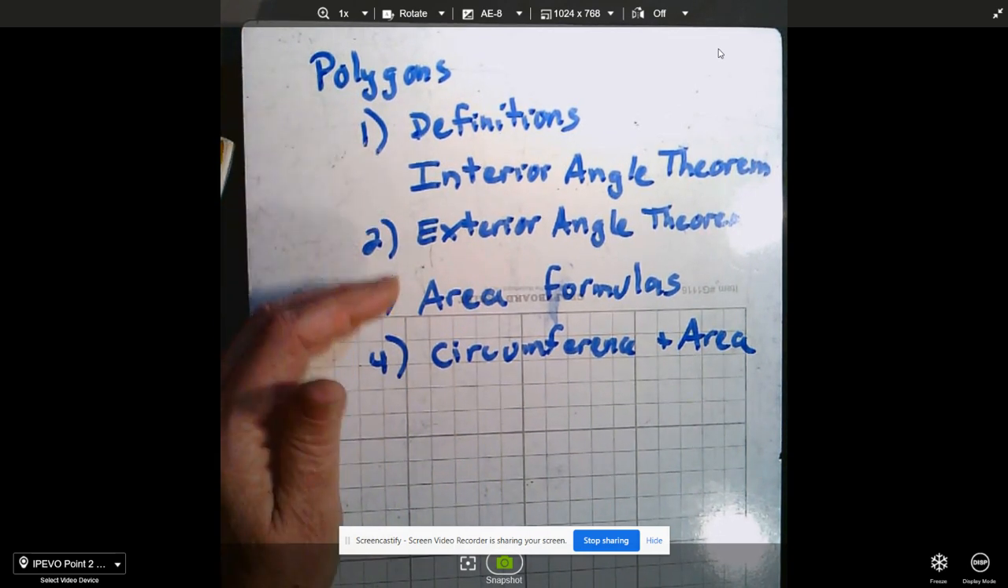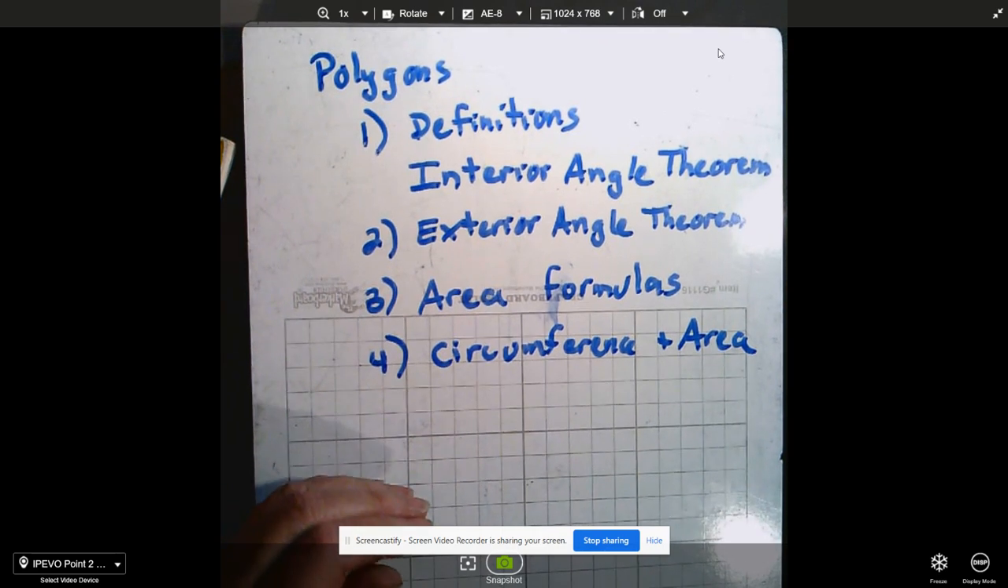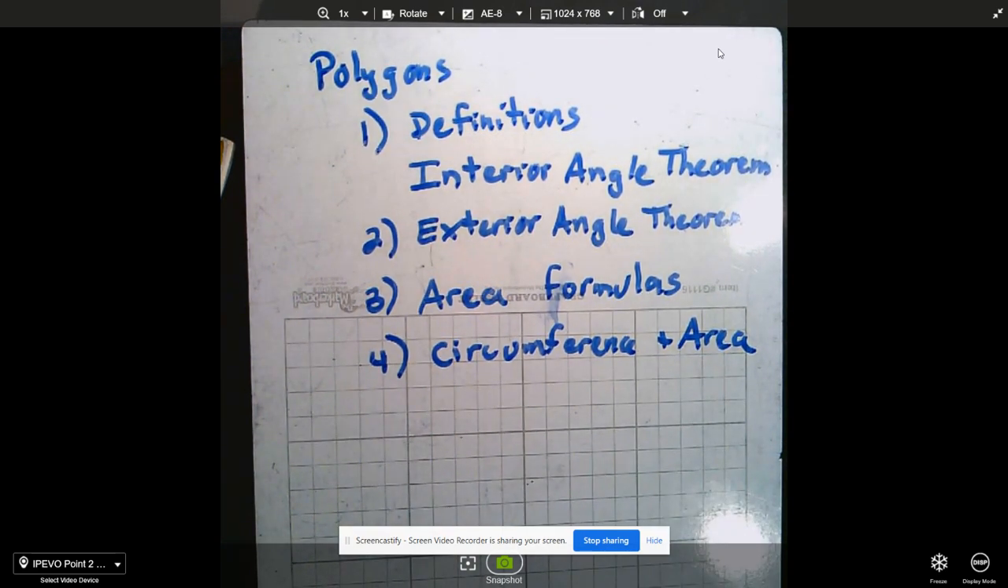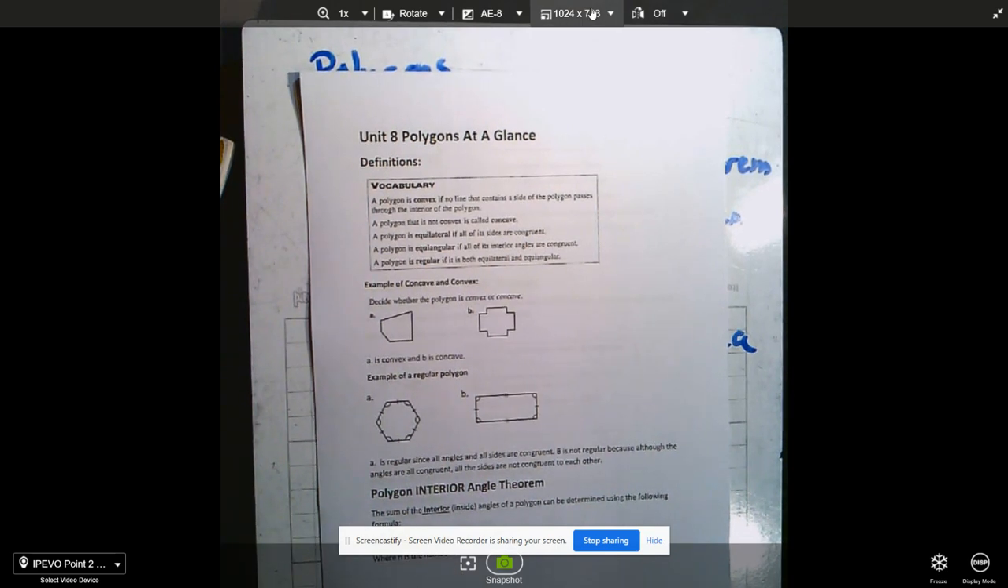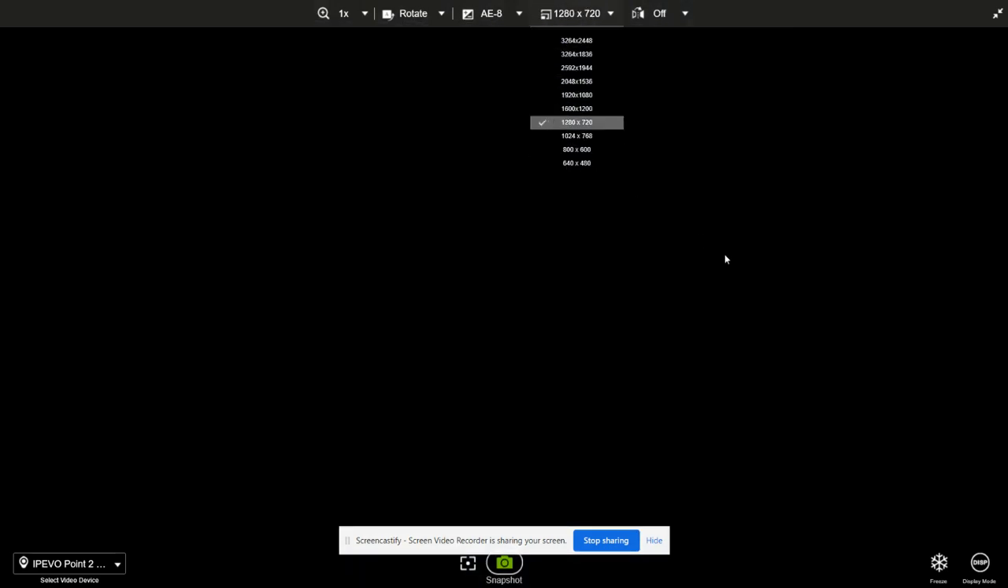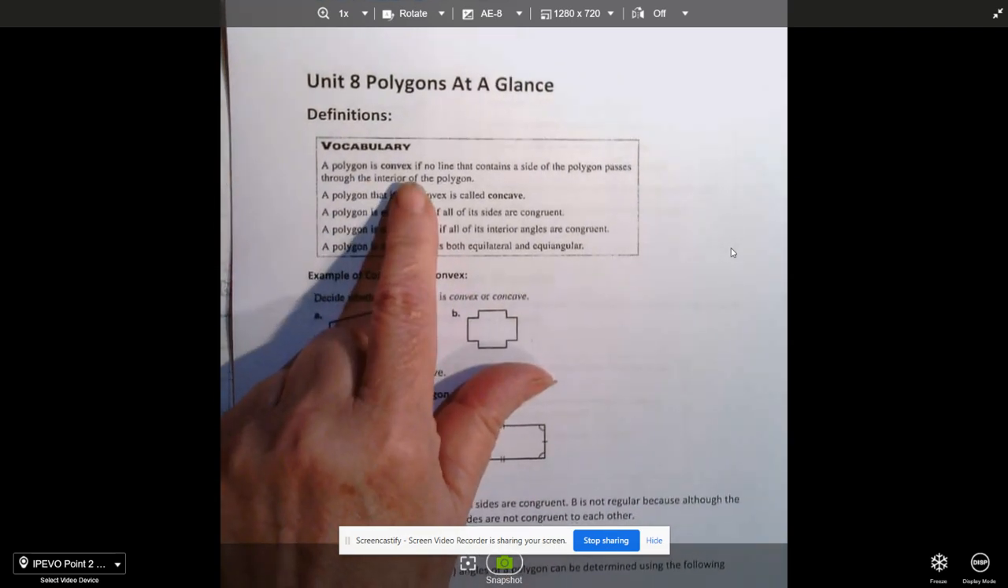So I'm actually going to do a video on each one of these four. So we'll break it down that way. So let me go right to the at a glance notes, and you can take a look at this. Let's see if I can make it a little bigger. All right, so first of all, let me just explain some of this vocabulary.